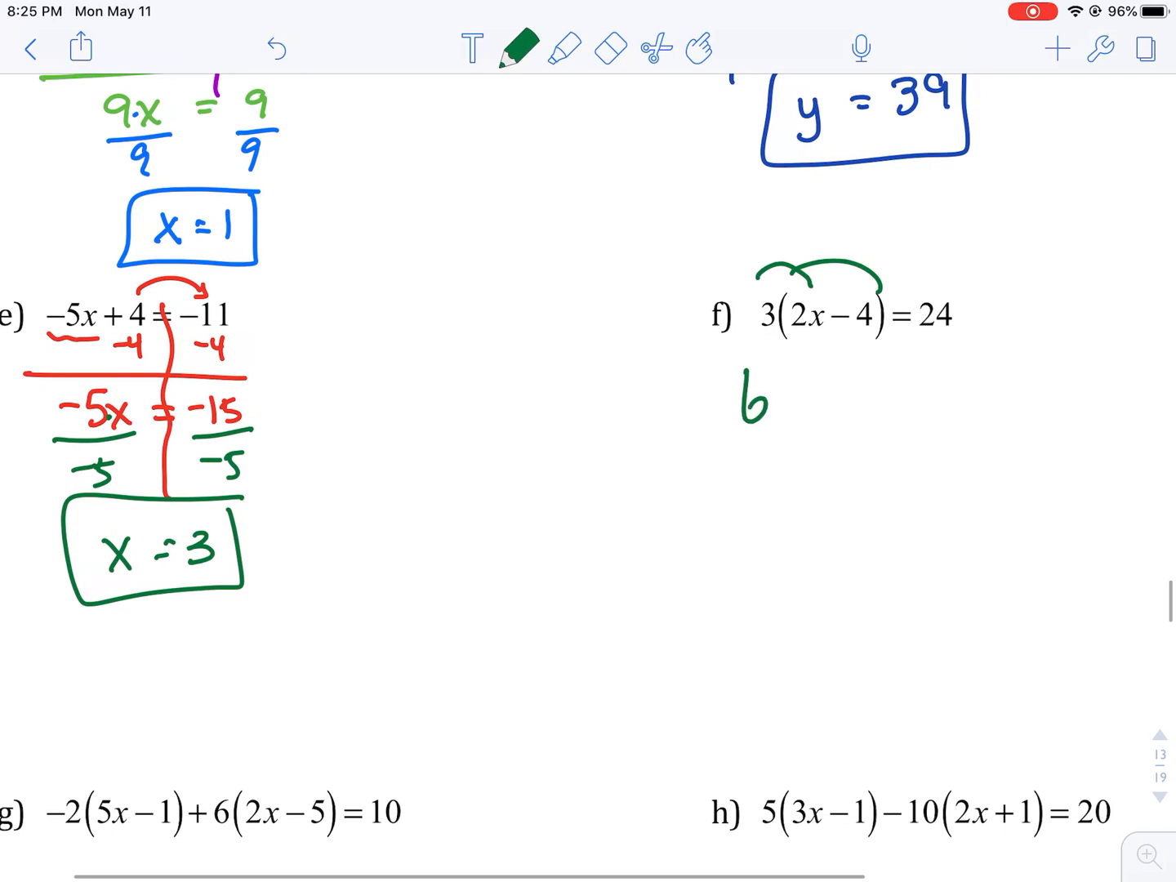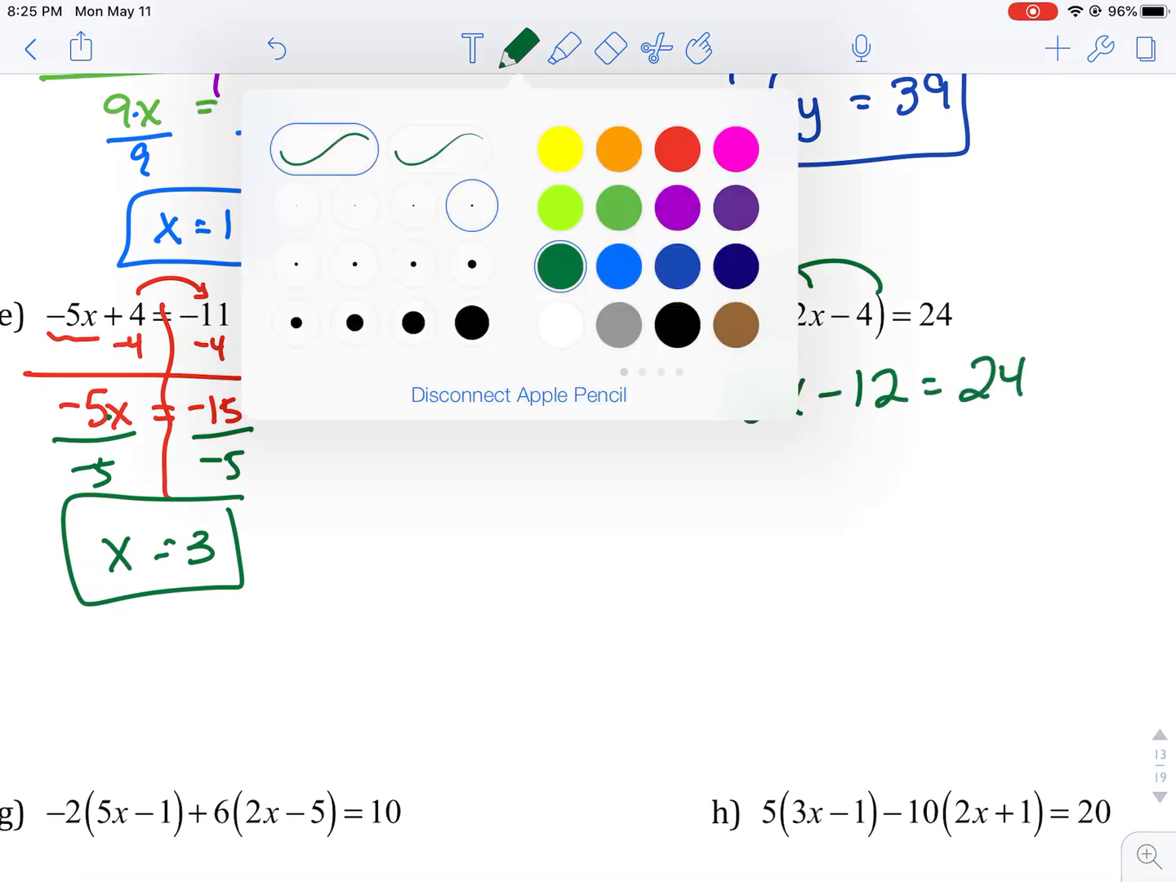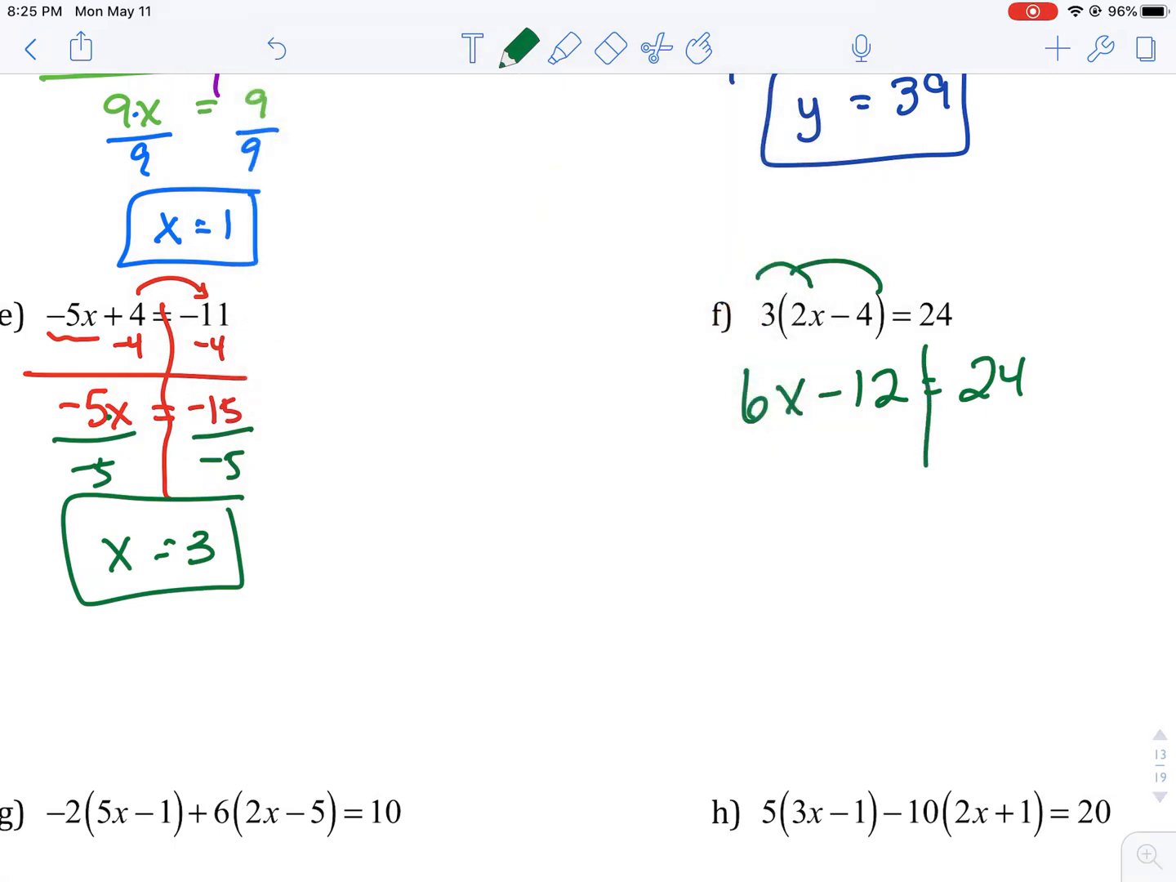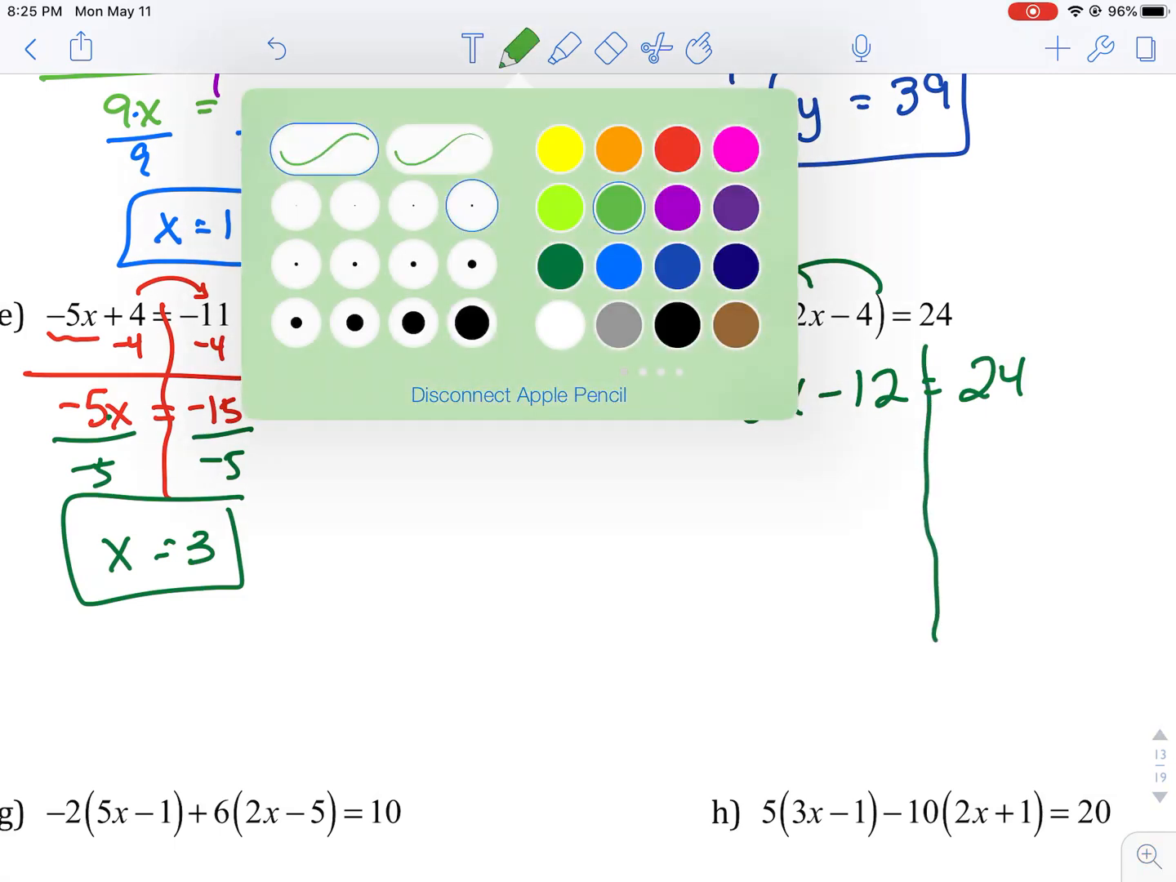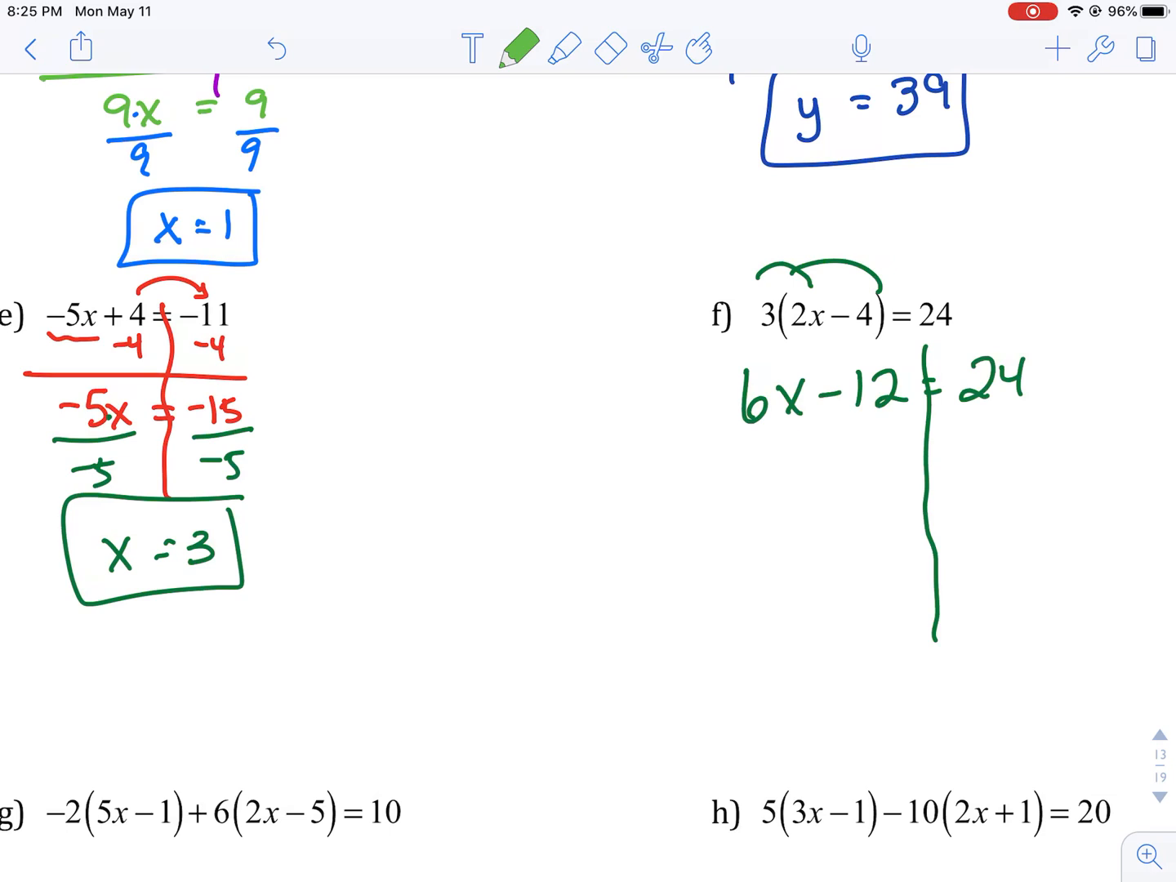All right, letter F has some parentheses, so we need to distribute just like we did on the first page. So I get 6x minus 12 equals 24. Again, I'm going to draw in that line, so we cannot cross there. There are no like terms on the left side because I've got a positive 6x and then just a negative 12.